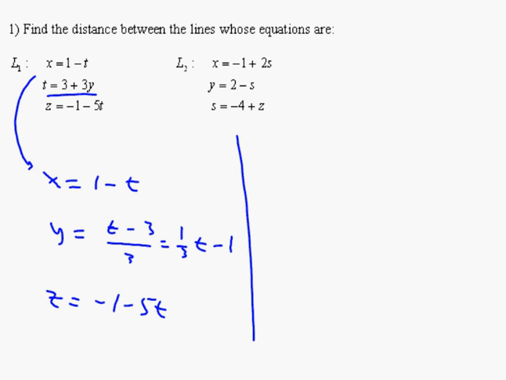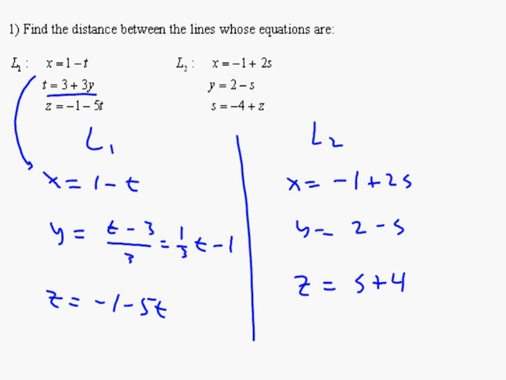Now, over here we have another line. This is line 1, and its parameterization has x, y, and z all solved for. Here's line 2. x equals -1 plus 2s, y equals 2 minus s, and here we're going to have z equals, and we just move that 4 over, s plus 4. Okay, so now you have the equations of your two lines.